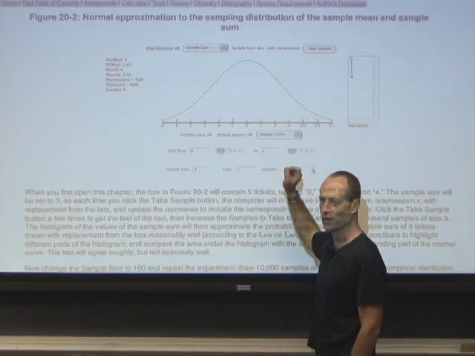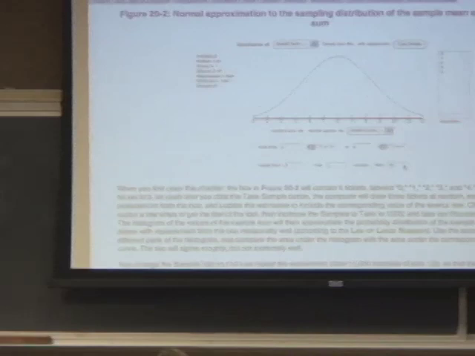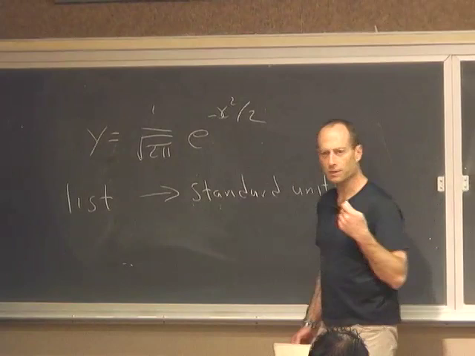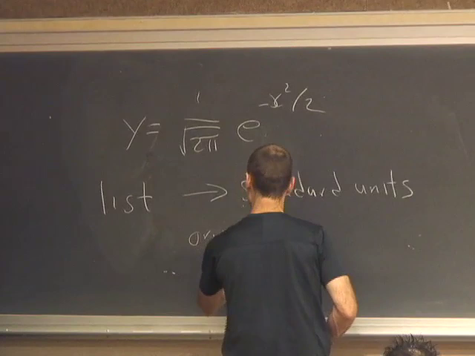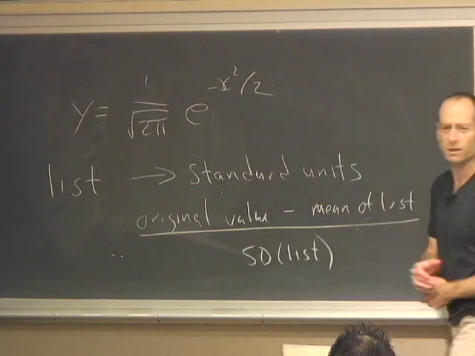Now, what is standard units for a list of numbers? That's a concept we've had. We don't have standard units for random variables yet. But for a list, how do you change a list to standard units? You take the original value minus the average of the values, the mean of the values, divided by the SD of the list. Right? That's how you take a value and put it into standard units for a list.